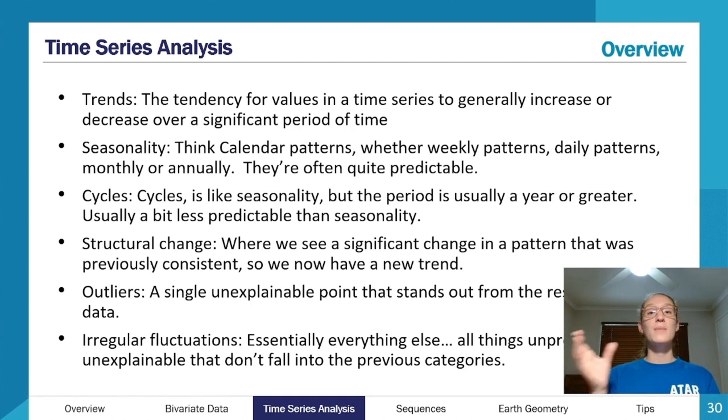So a season could be a week, for example, because there are 52 weeks in a year. A season could be a day because there's 365 days in a year. Or a season could be a three-month stretch, like how we typically understand seasons. So again, seasons are our predictable calendar patterns, and we're normally talking a year or less.